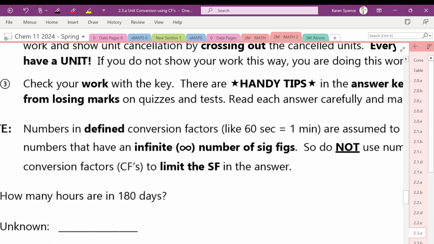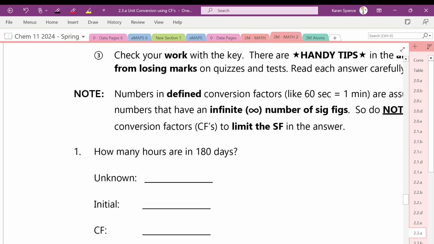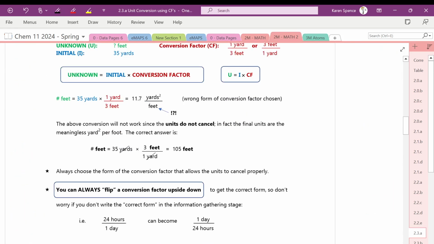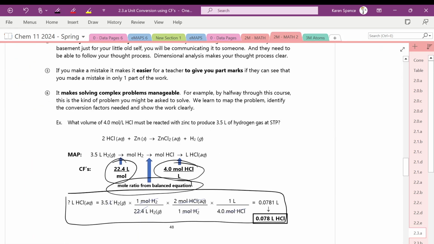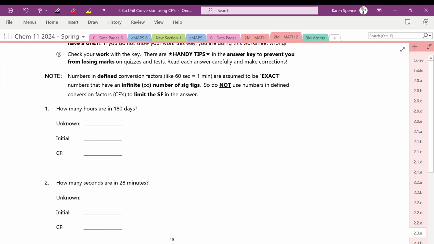Remember that defined conversion factors have infinite sig figs. 60 seconds, 1 minute, infinite sig figs because they are exact. So give these a try. I'll give you 10 minutes or so to work on that. Make sure you show your work. I'm going to come around and see if you have shown your work, including canceling units.